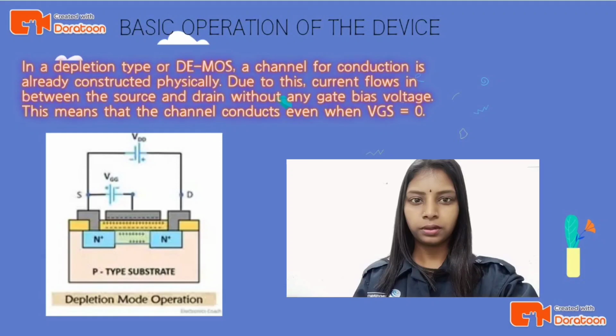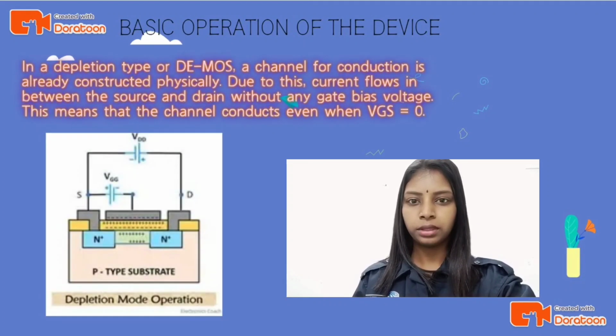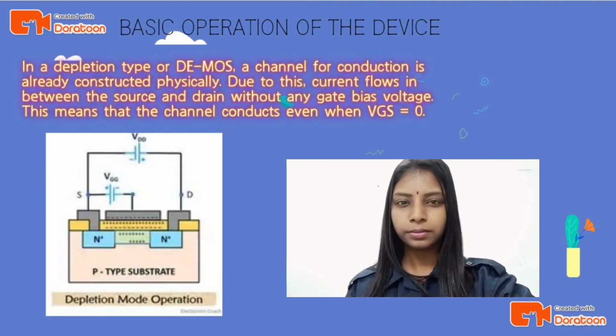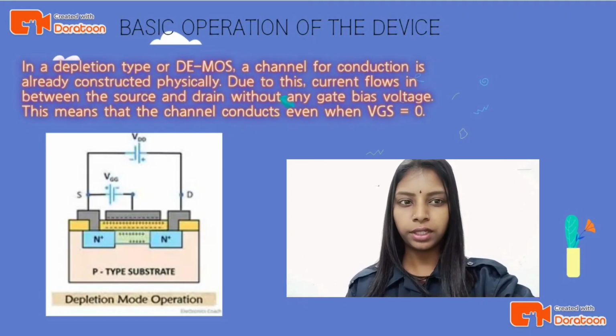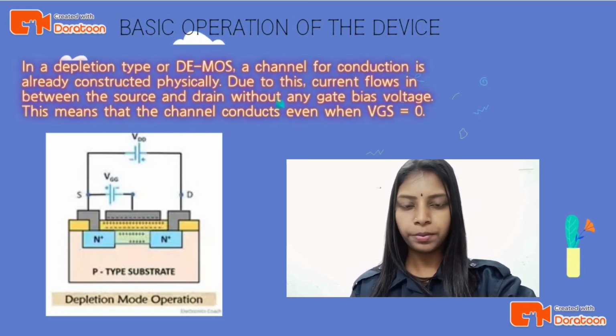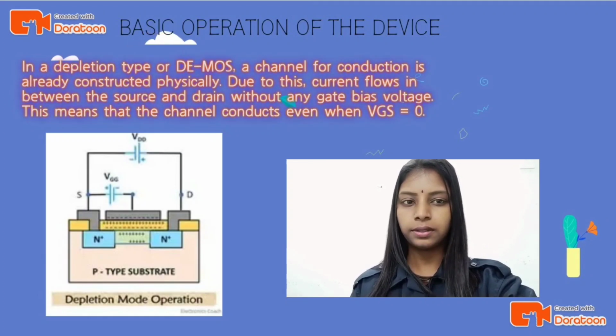In a depletion type MOSFET, a channel for conduction is already constructed physically. Due to this, current flows between the source and drain without any gate bias voltage. This means that the channel conducts even when the voltage is zero. The MOSFET has the ability to operate with both positive and negative gate potential. When the MOSFET is operated with zero gate voltage, it is said that the device is operating in depletion mode.